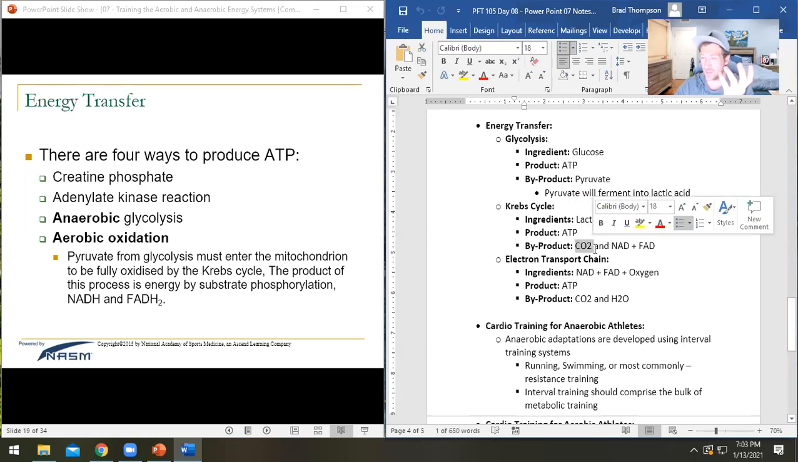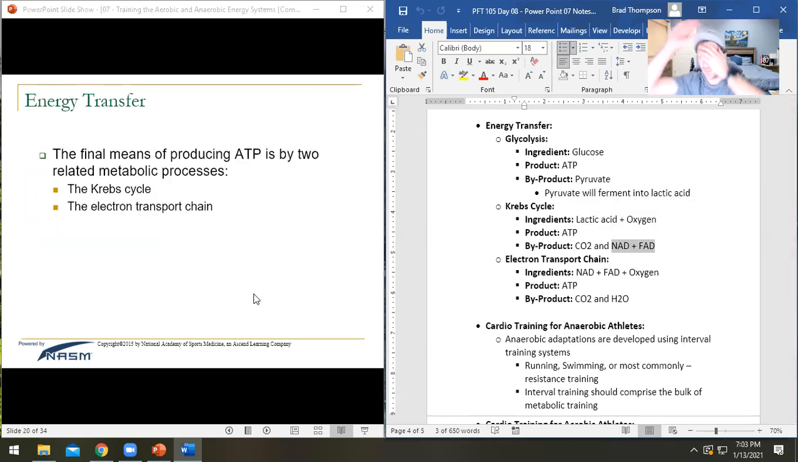So we exhale a little bit of CO2. And we have a whole bunch of NAD and FAD. And the NAD and FAD is the ingredients in our next final part of the oxidative metabolism. So now NAD and FAD go into the electron transport chain along with some more oxygen, and a whole bunch of ATP comes out. And our byproducts are a little bit of water that's left over and a whole bunch of CO2. So we exhale that CO2.